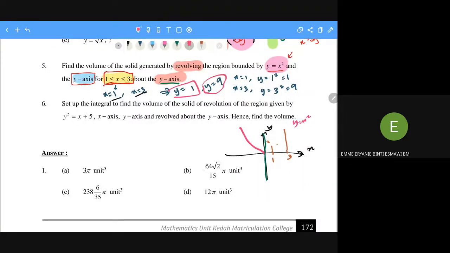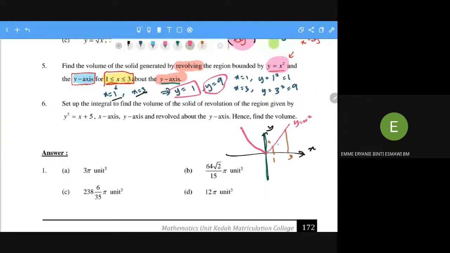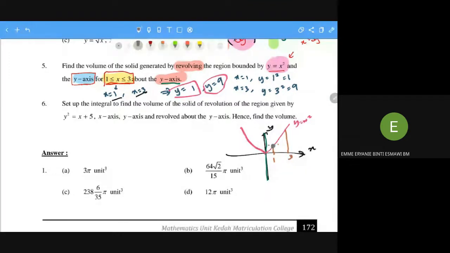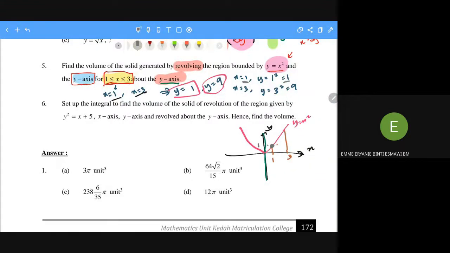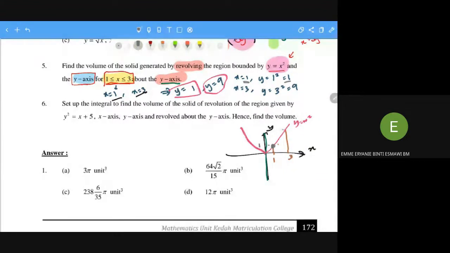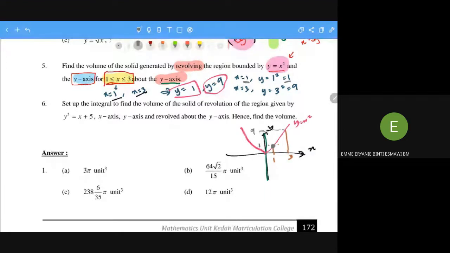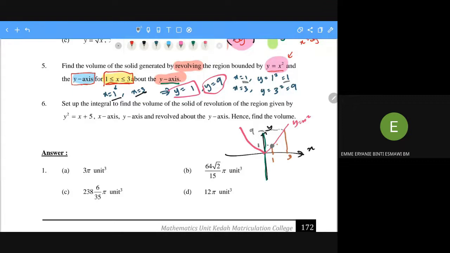Jadi dia sepatutnya bagi nilai y, tapi disebabkan dia nak confusekan kita, sebab tu dia bagi nilai x. Jadi it's up to us to find the value of y. So as you can see here, dekat point x equal to 1 sini, nilai y dekat sini adalah 1, tadi kita cari kan. When x is 1, y is 1. And then when x is 3, dekat sini, we know that the value of y is 9. Okay, so maksudnya tempat yang didorek itu, dan dia memang revolve around the y-axis. Okay, so tak ada kaitan x-axis lah.